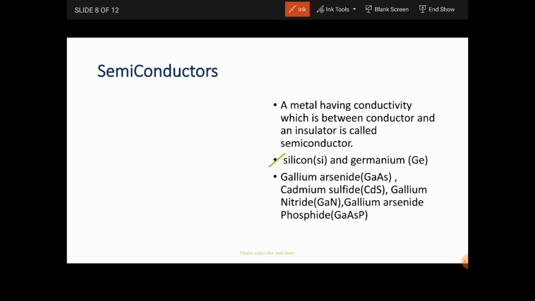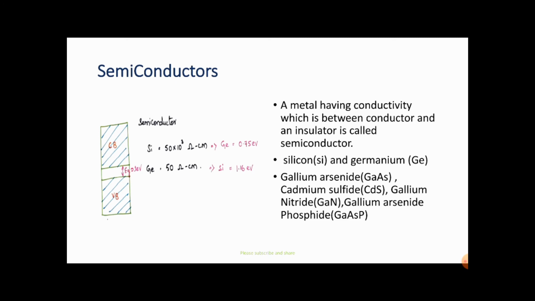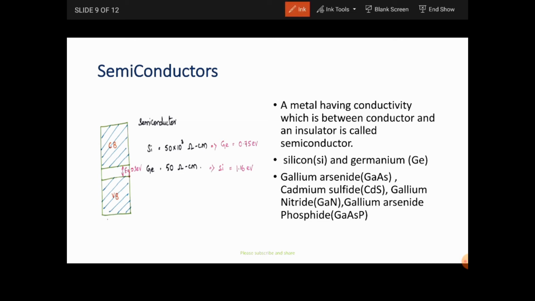And talking about the energy band diagram of semiconductors, look at the diagram. So it is a conduction band and valence band. Now if you see, the forbidden gap in semiconductors is very narrow. Usually Eg is approximately equal to 1 electron volt.